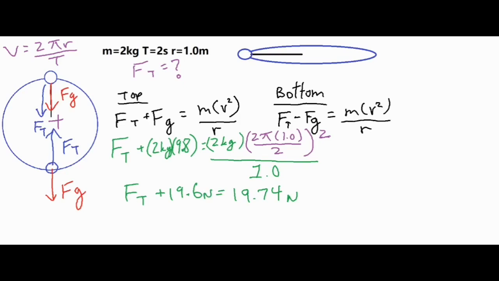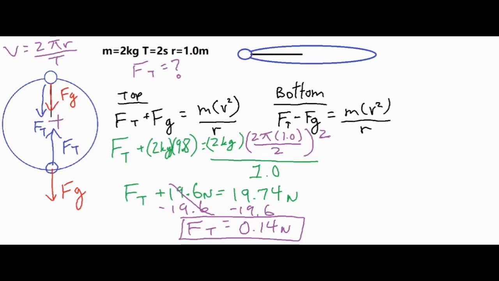Okay, so all we have to do is one simple step of algebra, which is subtracting 19.6 from both sides. And then we have our final force of tension value, which is just 0.14 newtons.